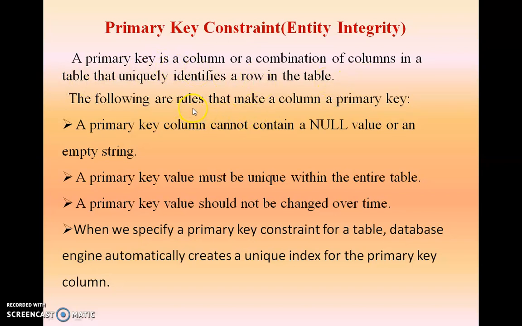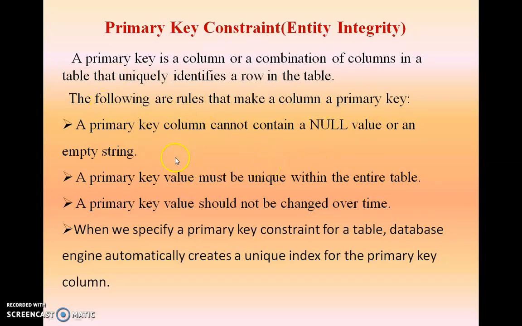When we apply primary keys on a table column, we must follow some rules. First, a primary key column cannot contain a null value or an empty string. That means when we set a column as primary key at the time of table creation, that column cannot contain a null value. We can't leave the column blank. A null value is not a blank value, not a zero value. A null value indicates an unknown value. In Oracle, null is considered an unknown value.